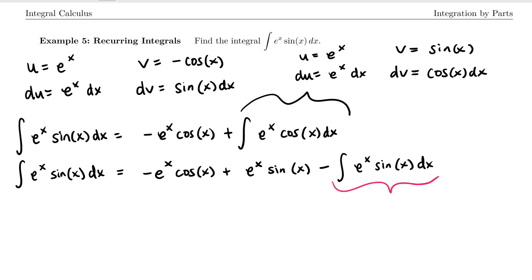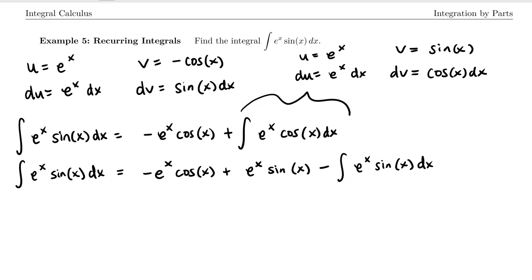Do we need to use integration by parts again? Well, if we did that, we'd kind of just get a repeat, because if you notice that this integral right here is actually the original integral that we were trying to solve for. So we're going to kind of do a nice trick.